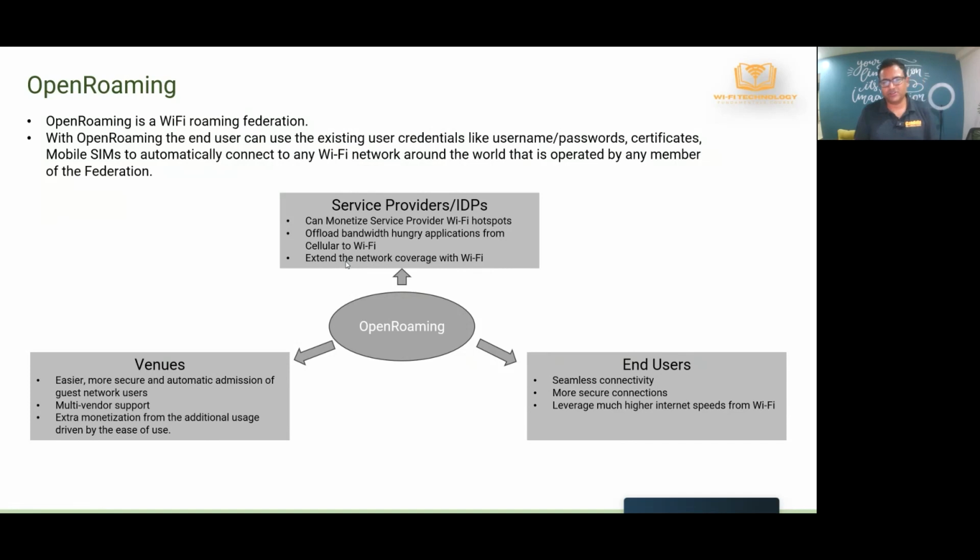So the stakeholders really are the venues that are providing the network access, like the coffee shops, the shopping malls, and so on. The service providers and the IDPs that are providing the service and also providing the identity check. And then there are the end users, which is basically me, with my phone, right? And all of these parties should come together and become part of the open network for this to work seamlessly, right?